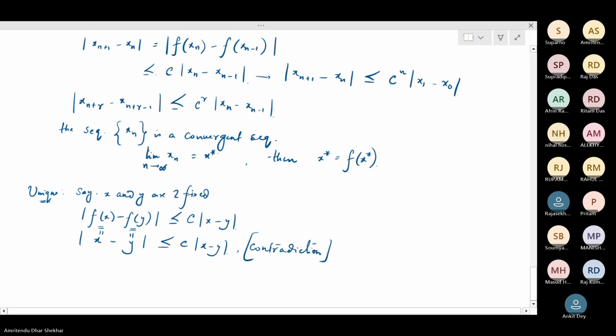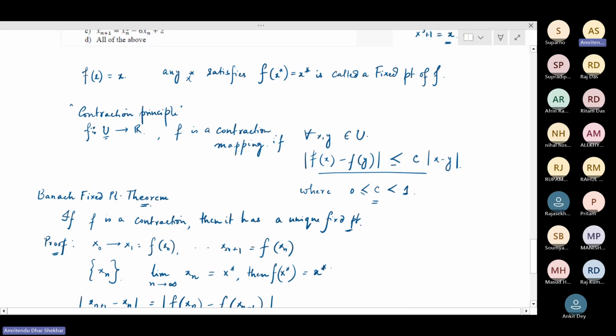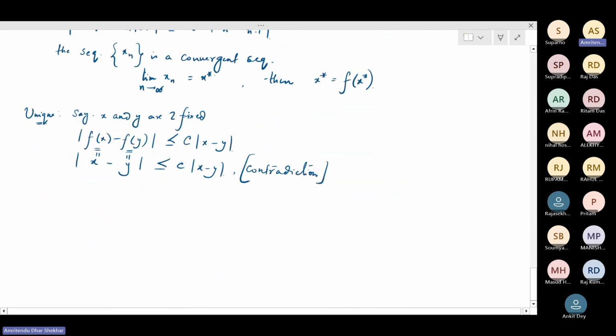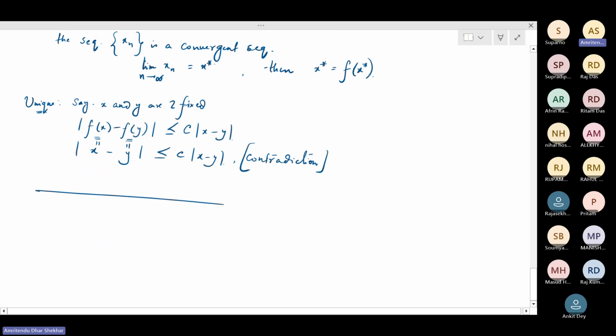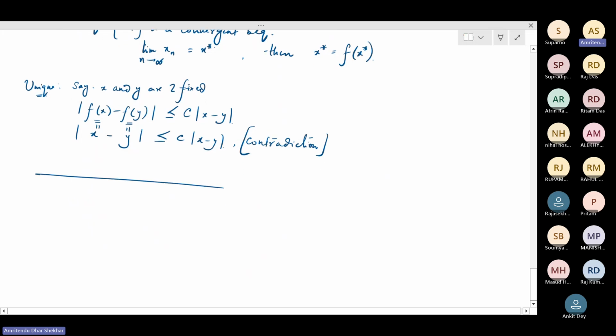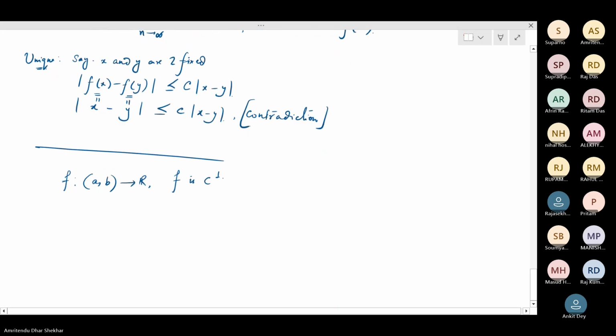Okay, so this contraction principle is something we're going to use in finding roots. So let's see how. Now let us bring us back to a function from R to R. Say f is a map from an interval a comma b to R, and assume that f has first order derivative. So say f is C1.